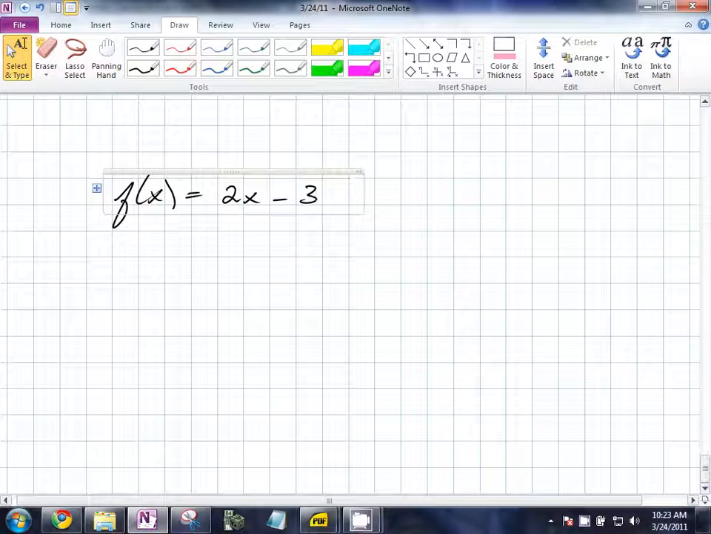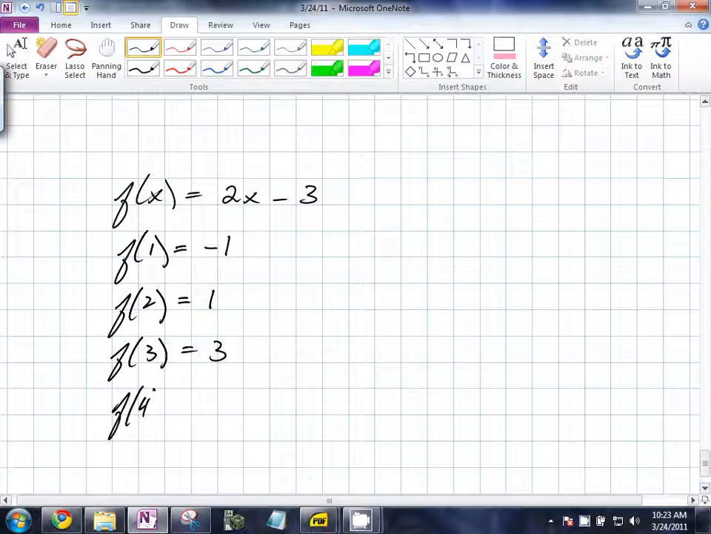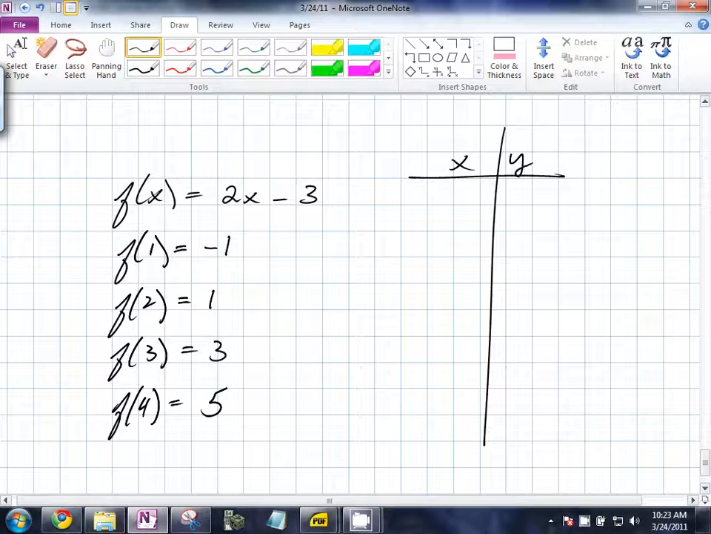So, for example, what's f of 1? Negative 1. What's f of 2? What's f of 3? What's f of 4? 5. So we have a table of values. Here's x and here's y. We plug in 1, we get negative 1, 2, we get 1, 3, we get 3, 4, we get 5. Good. Okay, so the function f takes x and maps it to y.